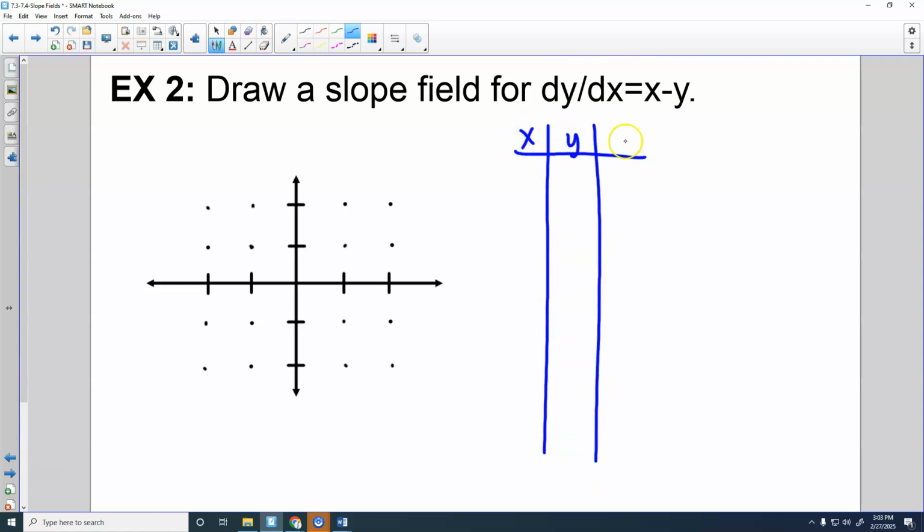X, y, and dy/dx. So like for the point -2, 2, I would have -2 minus 2. Okay? And that would give me -4. So I got a super steep negative line right there.